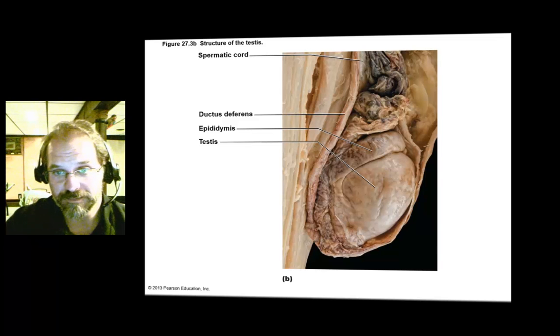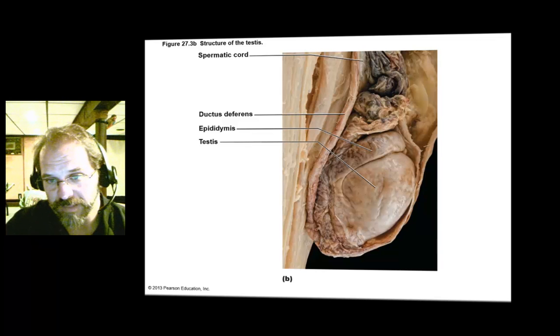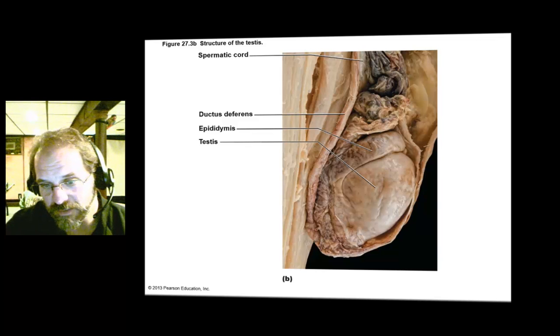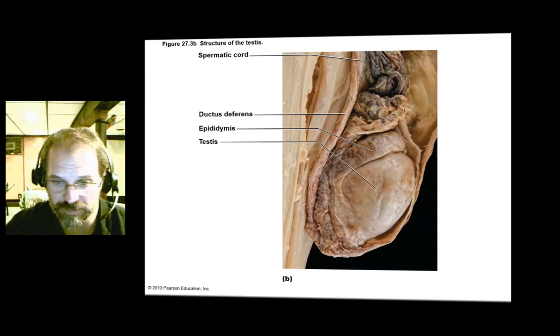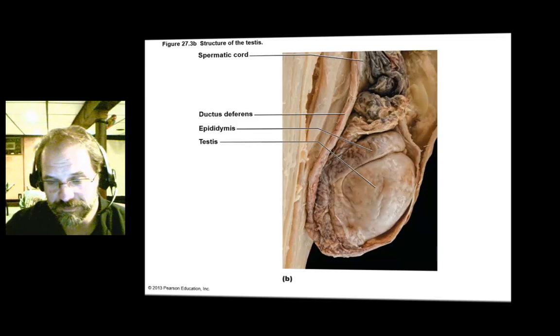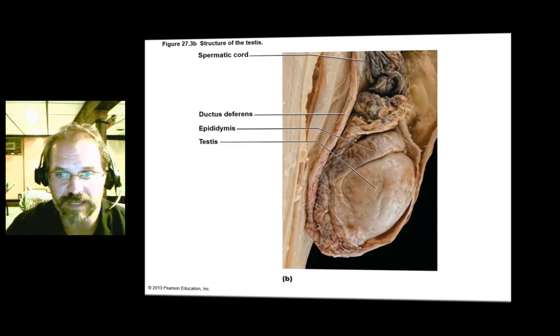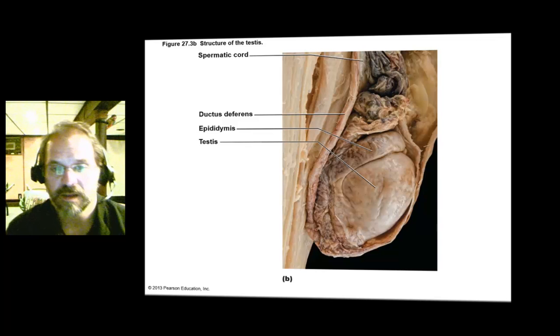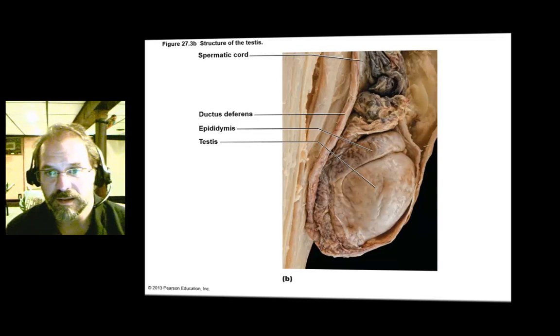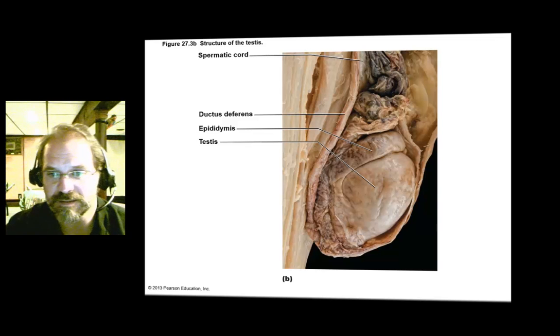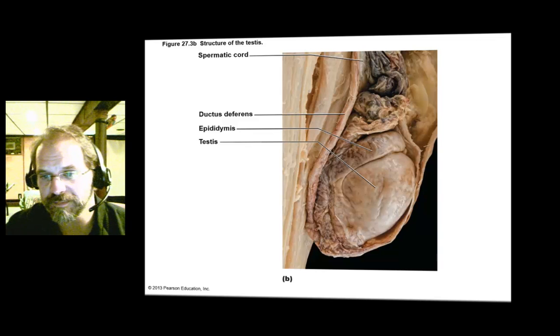When they do that, they pull with them some of the layers of the parietal peritoneum, and that becomes the tunica vaginalis. The function of the tunica vaginalis, being a serous membrane, is to leave a little fluid-filled cavity in here to allow the testis to rotate within the scrotal sac without damage. So here's a cutaway of a dissected testis, and you can see there's the scrotum.